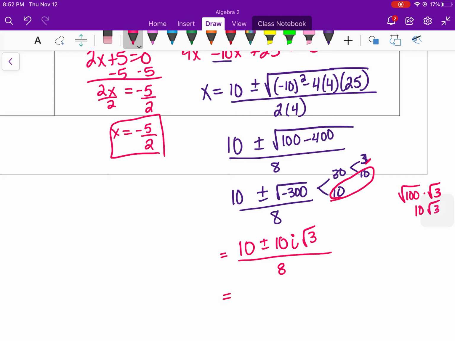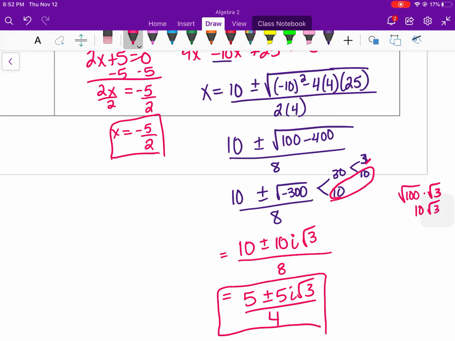And then 10, 10, and 8 are all divisible by 2. So 5 plus or minus 5i square root of 3, all over 4 should be my final answer. So 2 solutions there, and then 1 other solution gives me my third solution.